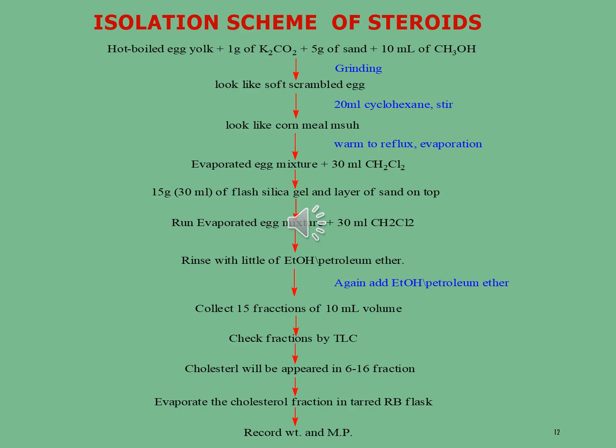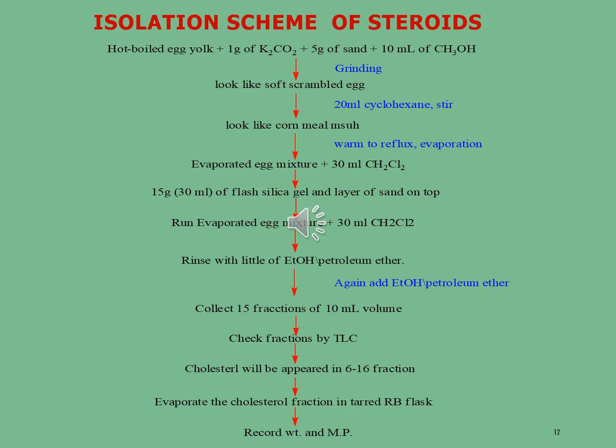a layer of sand on the top. So, the column is packed. After that, the whole column is eluted with 30 ml of methylene chloride. Now, it is rinsed with ethanol with the help of petroleum ether. After that, again, the elution is carried out with the help of ethanol and petroleum ether in a specific ratio.